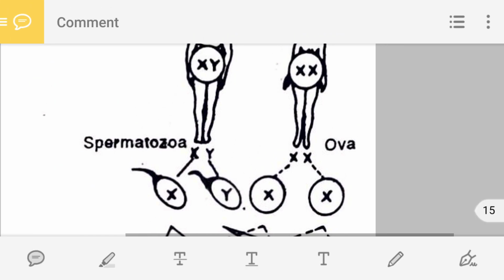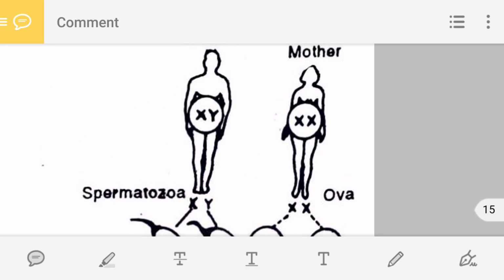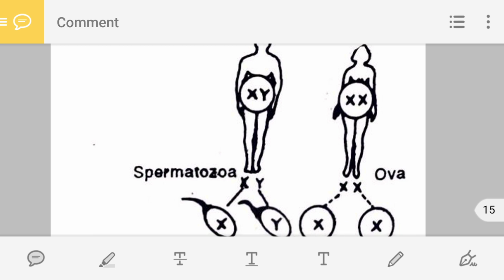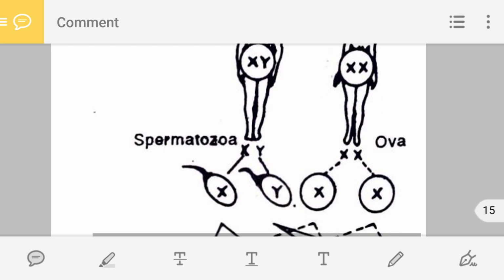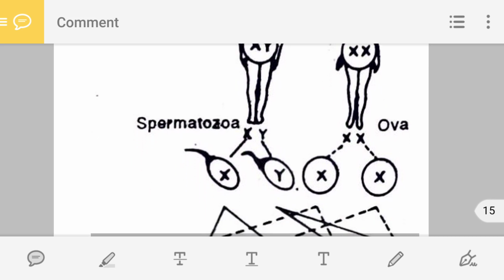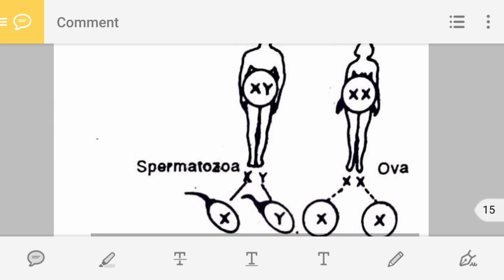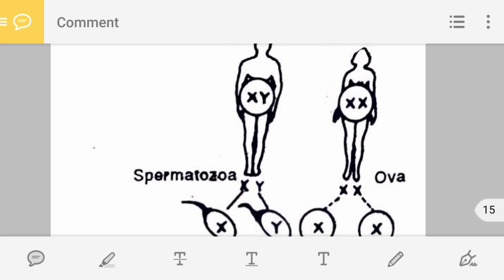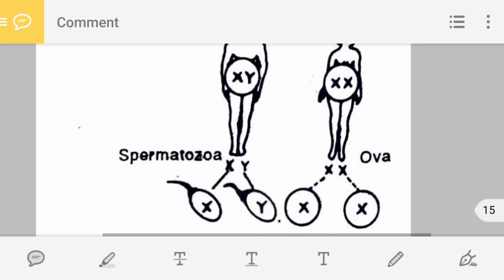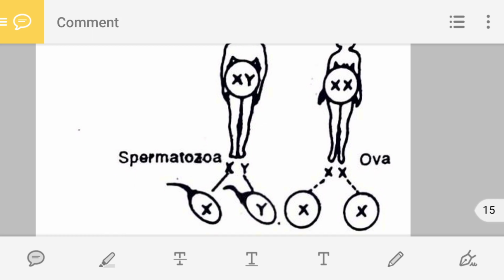So now, the sex determination: who is determining the sex of the child? It is the father's spermatozoa. Whether in the father's sperm there is an X chromosome or a Y chromosome, that determines whether the baby is going to be a boy or girl. So the mother is not responsible for giving birth to a boy or girl.